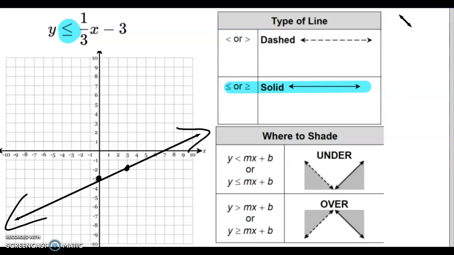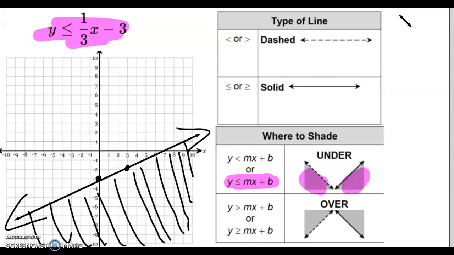Alright, and next, because it is a less than, we're going to shade under. So you just shade down under below that, and that's it. That is graphing an inequality. So what does that mean? That means everything below this line, and because the line is solid, everything on the line, all the points, the x's and the y's there. If you put that x and that y in there, it would be a true equation. It wouldn't be false. It would be true.